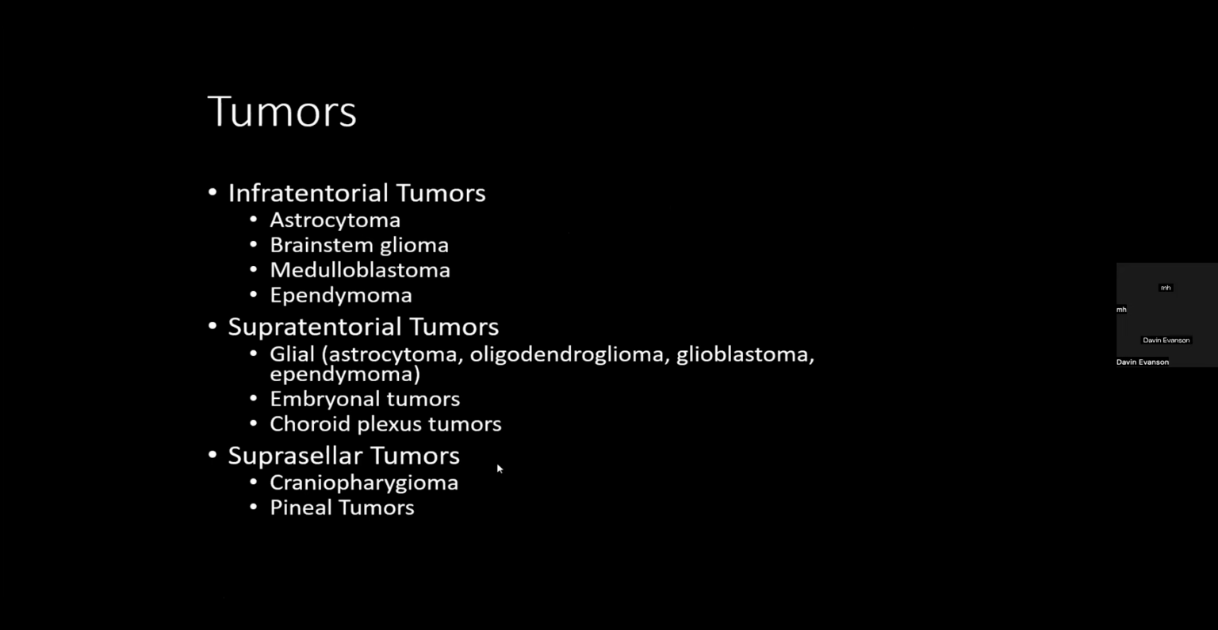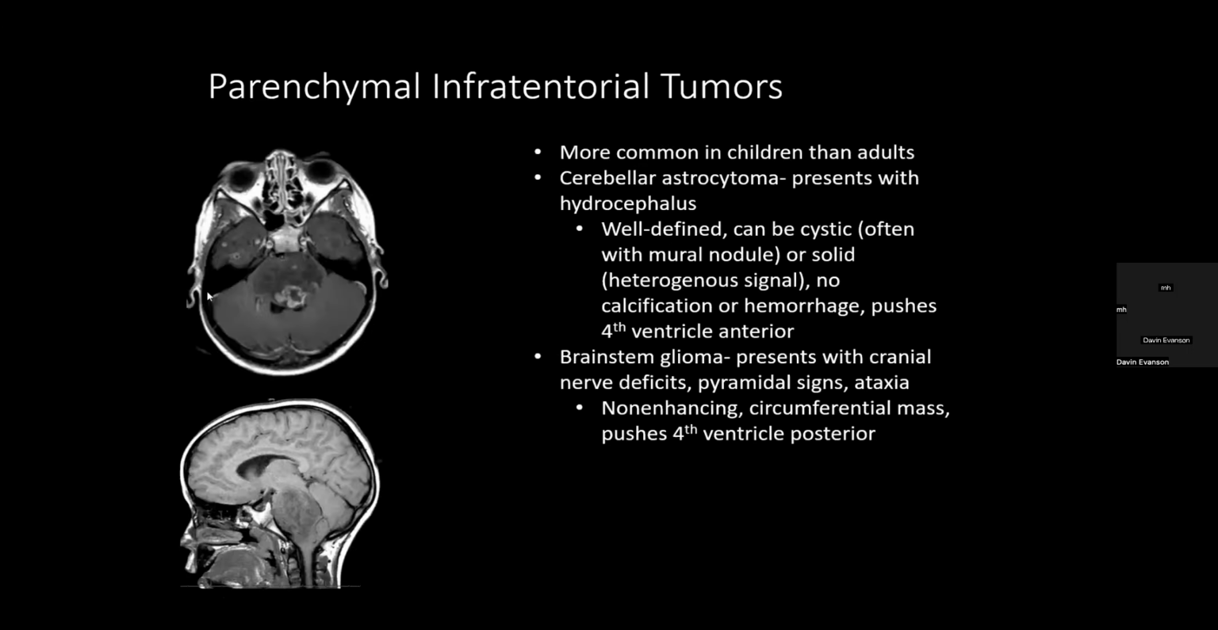Okay, tumors. You could do a whole talk on this, but things I want to point out, it's important to know the location, infratentorial or supratentorial, as well as suprasellar, and then the age of the patient. MRI is going to be our workhorse, probably detected first on CT and then better characterization with MRI. So I'll let you read through these slides, pause it if you want to.